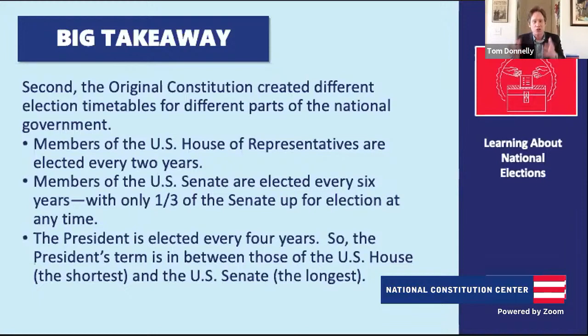And so, Curry, there are two things you see there. One, so many of these decisions are left to the states. And so different states have different offices being elected each year and different rules for things like how to vote. And the other is that we have these different timetables for different parts of the national government, for the U.S. House, the U.S. Senate, and the presidency, all written into the Constitution.